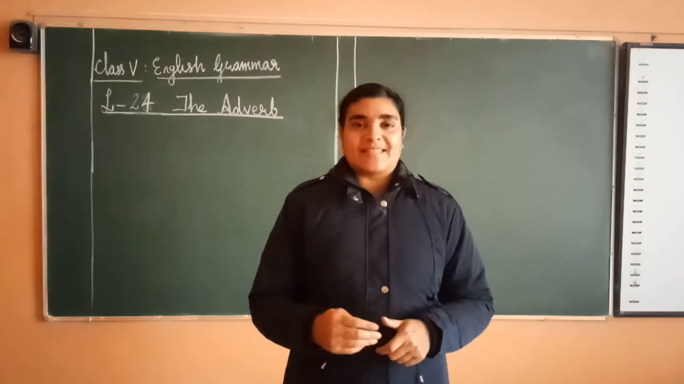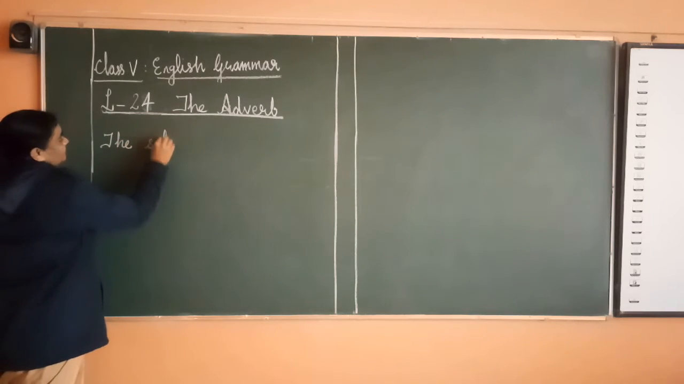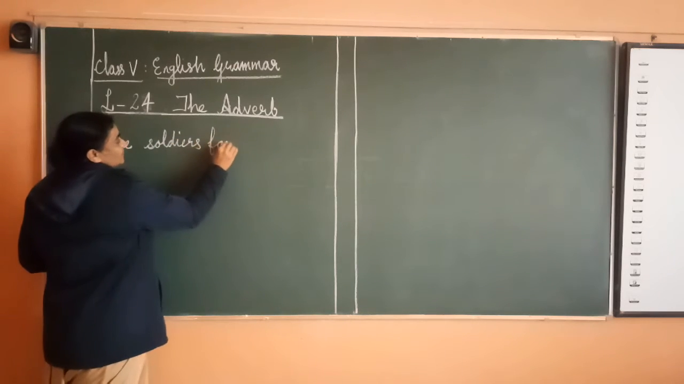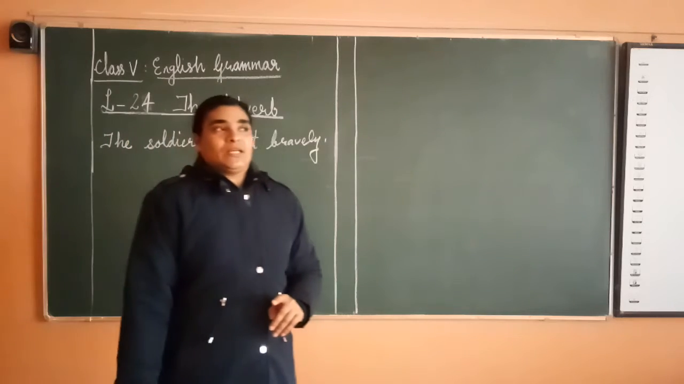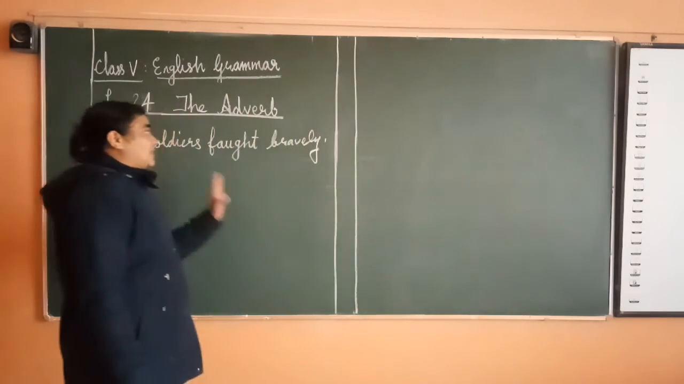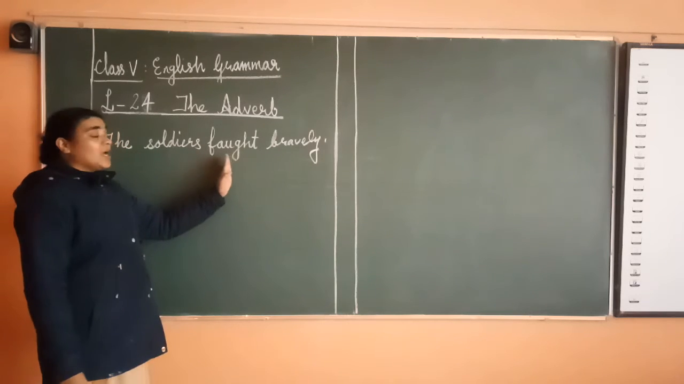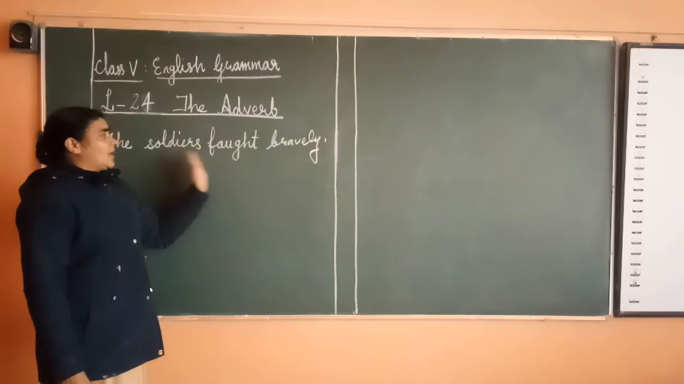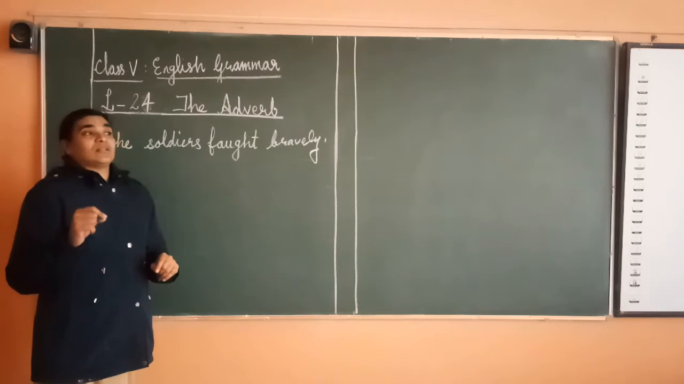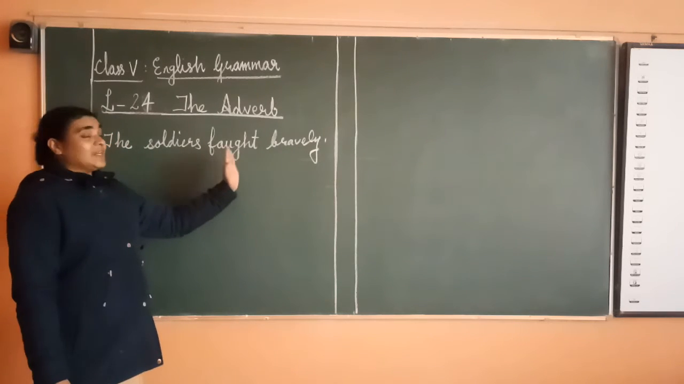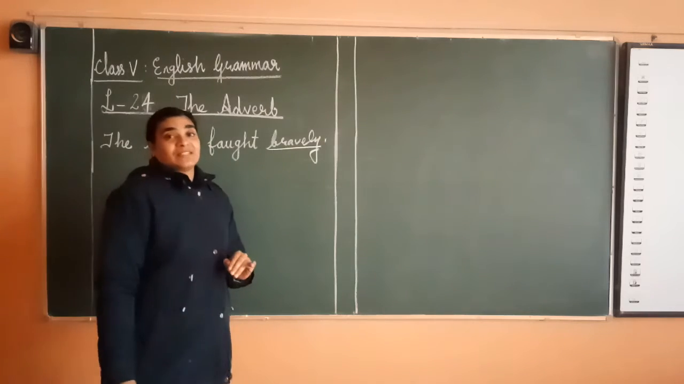So let us look at one example. For example, here: the soldiers fought bravely. In this sentence we know which is the subject and which is the verb. The soldiers fought is a complete sentence, with the subject and the verb. Now if you ask the question, how did the soldiers fight? Then we give the answer, the soldiers fought bravely. Something more we are adding to the word fought. Fought bravely. So here bravely is the adverb.